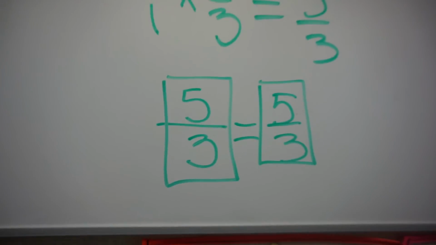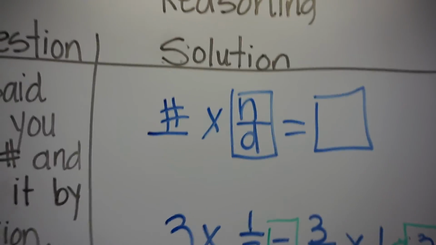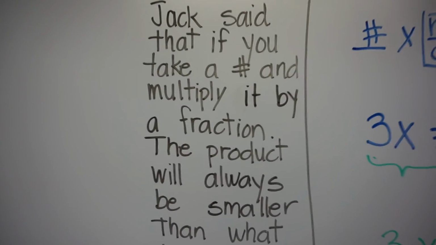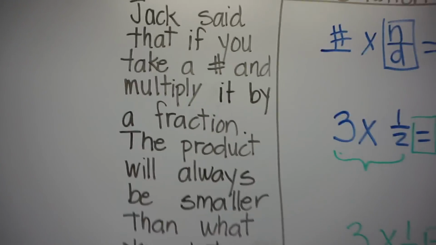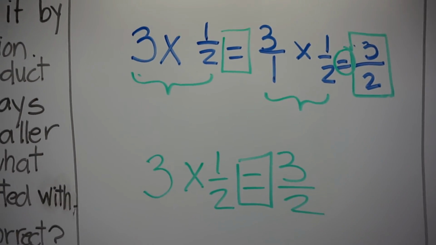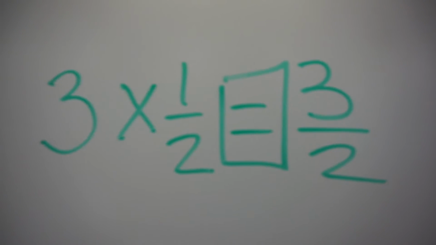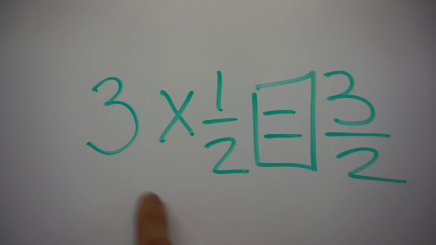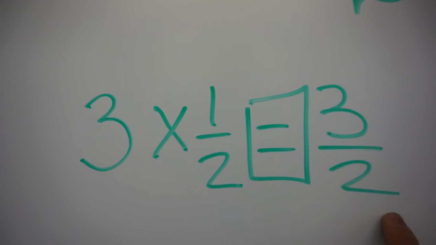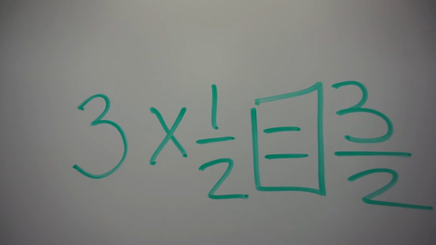And this is how you reason this problem, my friends. Reasoning problems, in this case, we solve this problem and we actually use numbers to see if it was true. And we found out that it is true. Whatever is on the left side of the equation equals what is on the right side of the equation, my friends. So Jack was incorrect.